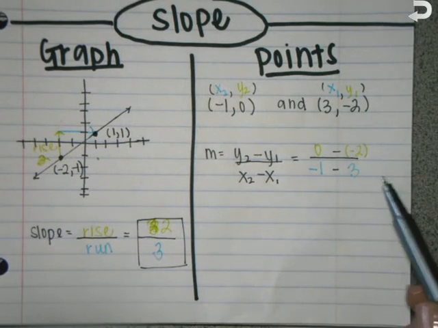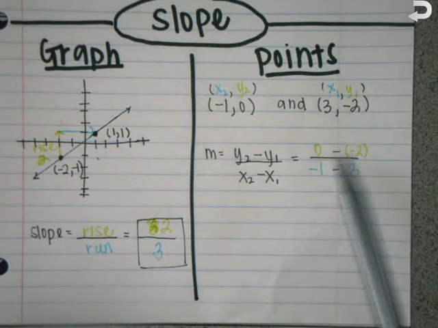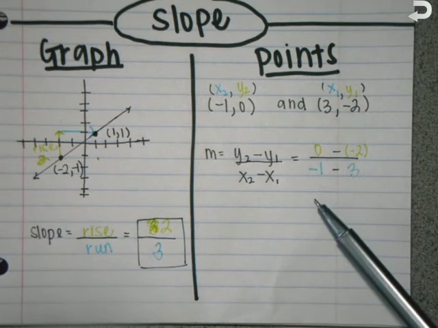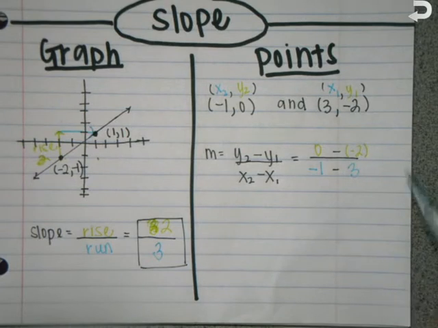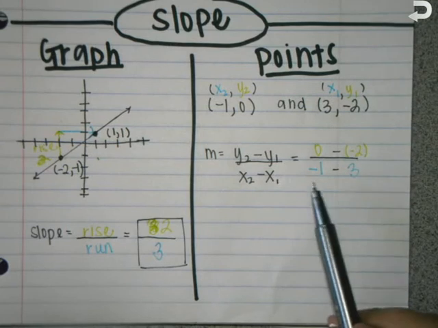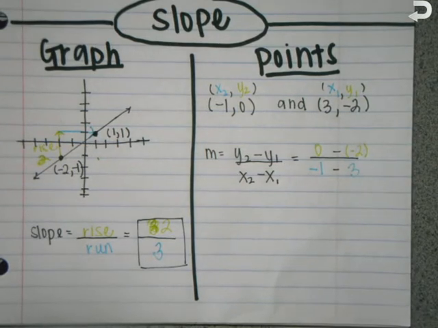Does the order matter? Could I have done y2 minus y1 over x1 minus x2? No. Does order matter when subtracting? Yes. So if I subtract y2 minus y1, I have to do x2 minus x1. Does that make sense? So that you're subtracting in the same order. And then we simplify.